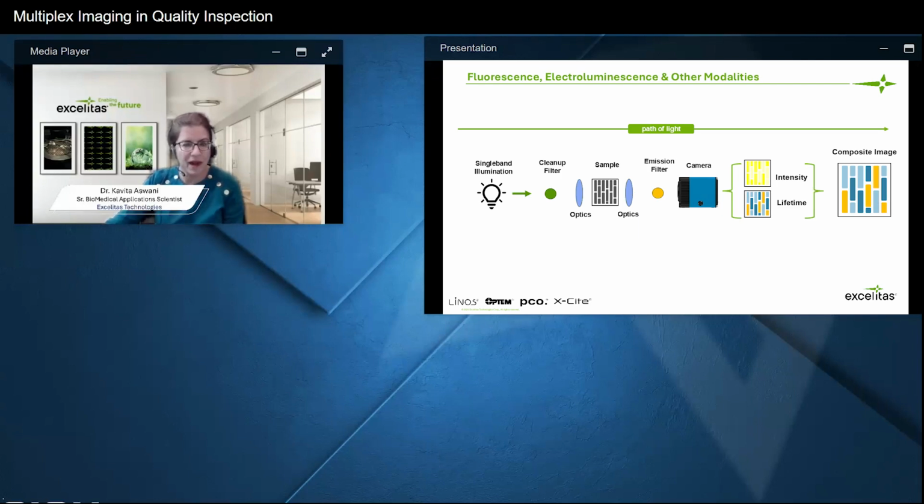If you then combine fluorescence or electroluminescence and other modalities, you would have your illumination, goes to the sample, gives you two images, which would be intensity. And then you can also get a lifetime image, and you can fuse the two to get more information about the sample and also the lifetime status related to it.